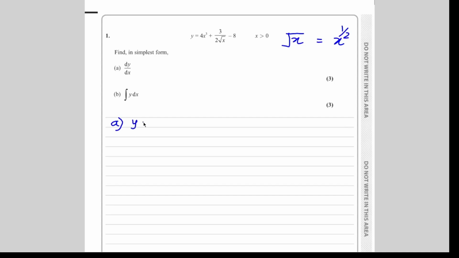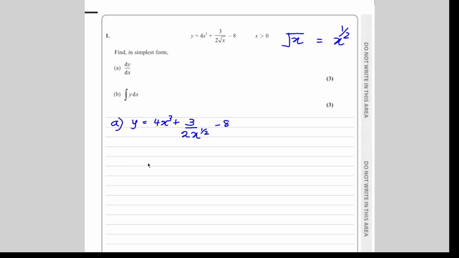Let's get rid of them. y equals 4x cubed plus 3 over 2, here I'm getting a root, I need to get rid of it, then x to the power of half, done with that one, minus 8. The next thing is you can't have any x terms in your denominator. You need to get rid of them as well. So first, you can't have any root form in your expression or equation, and you can't have any x terms in your denominator. You need to chase them out. So let's chase them out.